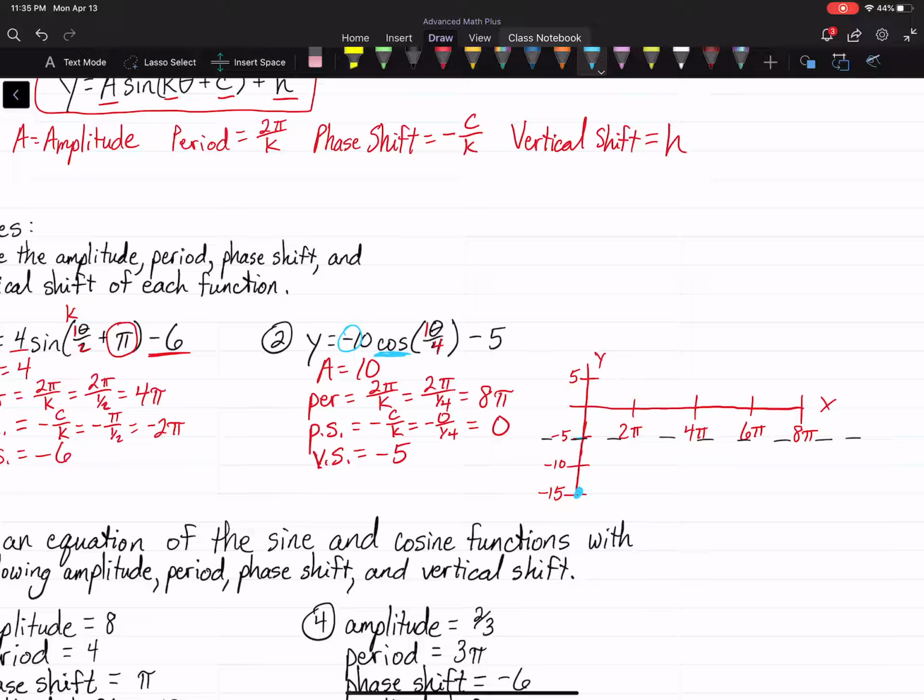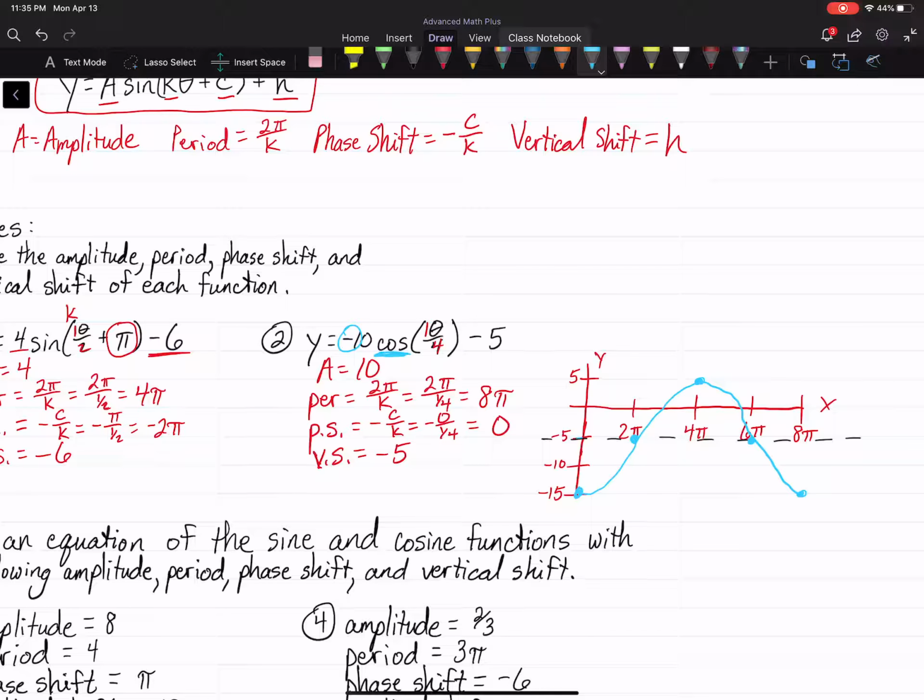So I'm going to start there. I would go up at 2 pi. That's going to be where I'm crossing the midline. I keep going up. At 4 pi, I'll be at my maximum, which would be up here at 5. At 6 pi again, I'm going to be crossing the midline. And then at 8 pi, I'll be back down here at a minimum. And so my graph looks like that.